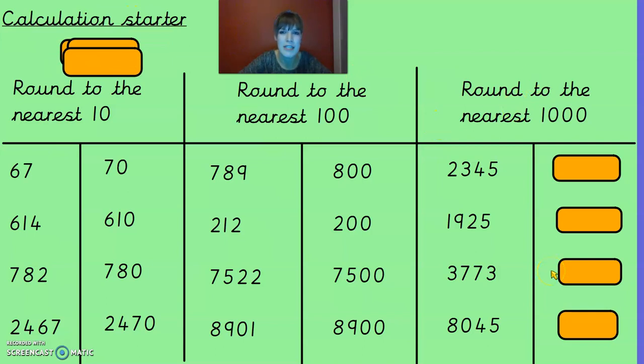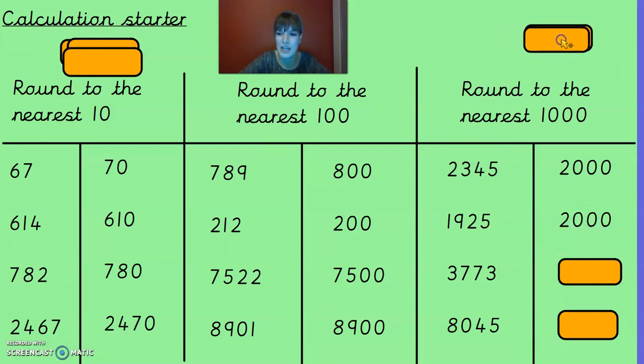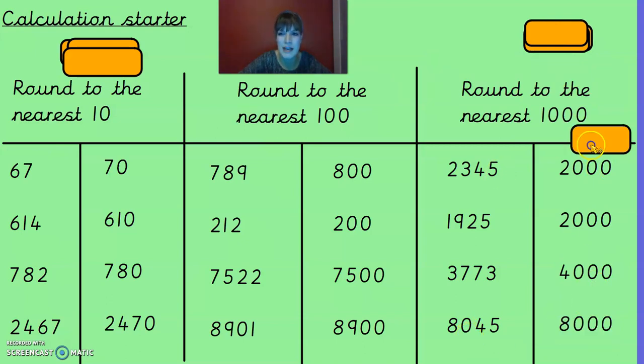And then let's round to the nearest 1000. So 2,345 rounded to the nearest 1000 is 2,000. 1,925 rounded to the nearest 1000 is 2,000. 3,773 rounded to the nearest 1000 is 4,000. And then 8,045 rounded to the nearest 1000 is 8,000.